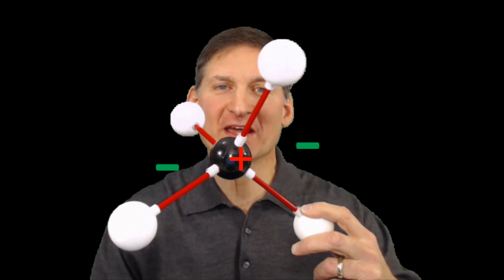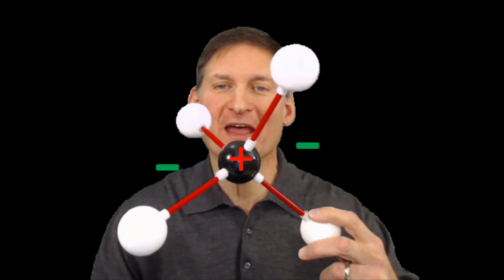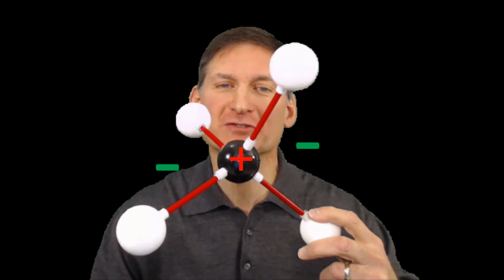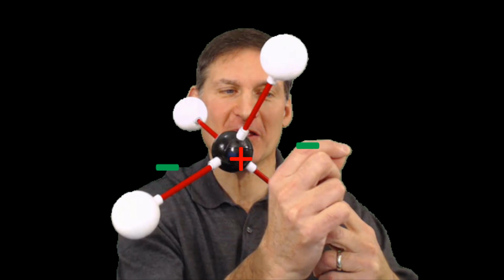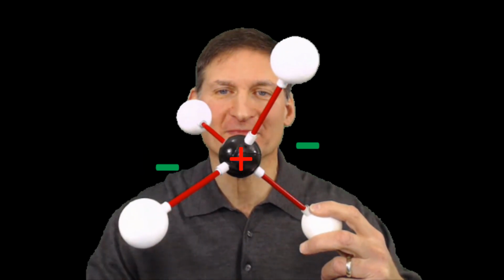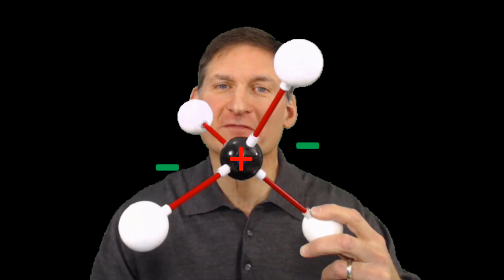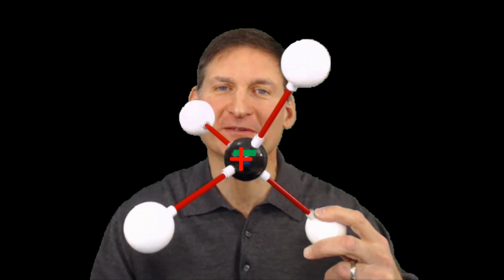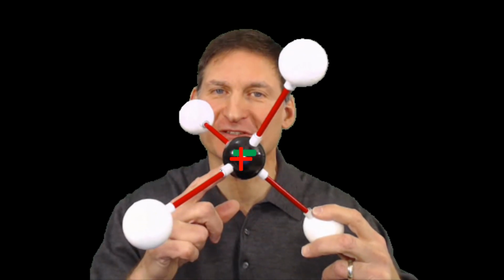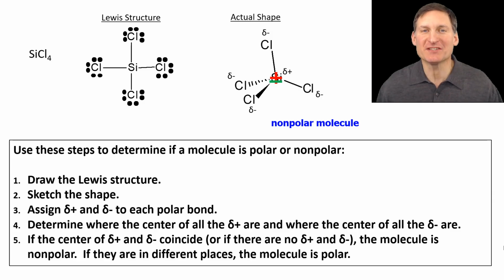Now to get the center of negative for the entire molecule, ask yourself, where's the center of those 2 negative points here and here? Hopefully it's clear that the center of those 2 is right smack in the middle. So the overall center of negative is on the silicon, just where the center of positive is. Since the center of positive and negative charge coincide, silicon tetrachloride is a nonpolar molecule.